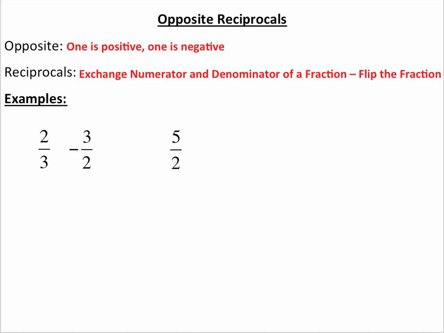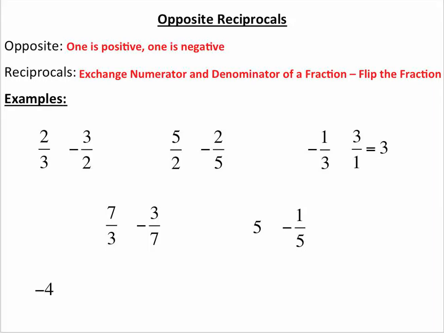So 5 over 2 is going to become negative 2 over 5. Negative 1 over 3, well, his partner's got to be positive, and positive 3 over 1, which is just 3. 7 over 3 has got to become negative 3 over 7. 5, well, 5 is really 5 over 1, so my new number's got to become negative 1 over 5. Negative 4, well, the new number's going to be positive, and 4 is really 4 over 1, so it's going to be positive 1 over 4.